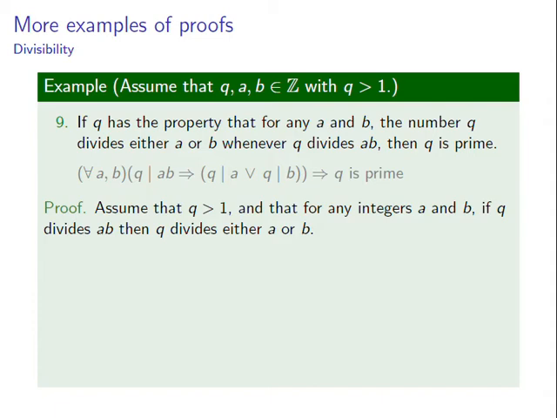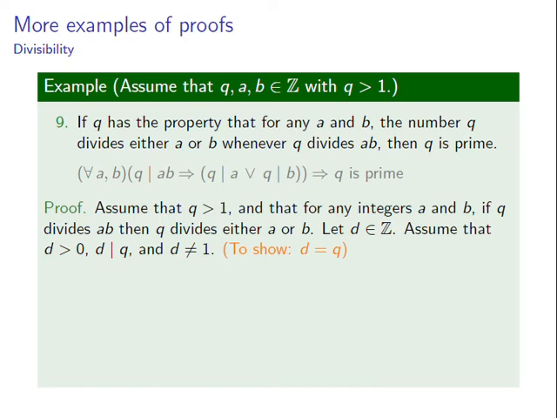Assume that Q is greater than 1 and that for any integers A and B, if Q divides AB, then Q divides either A or B. Let D be an arbitrary integer. Assume that D is positive, D divides Q, and D is not equal to 1. We are to show that D equals Q. First, note that Q equals Q times 1, so Q divides itself.